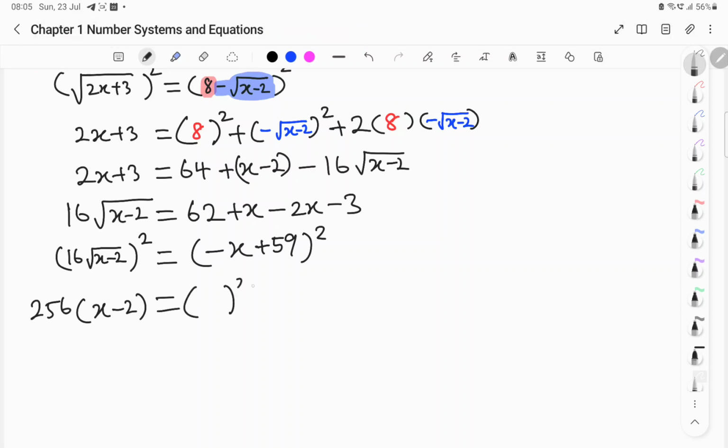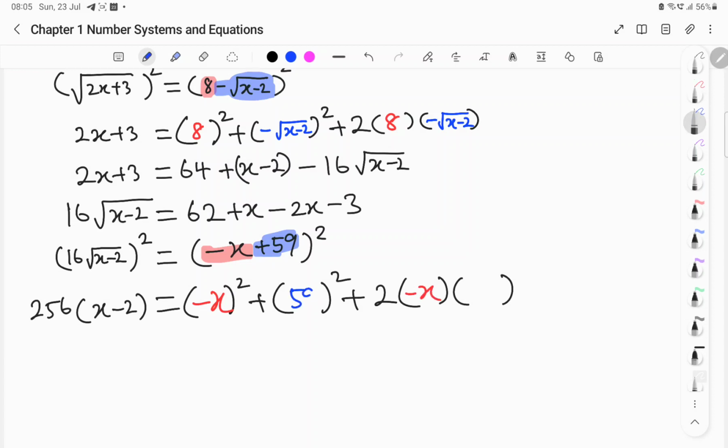We can use my technique just now. Front squared plus back squared plus 2 front and back. Okay, now what is the front? The front is minus x. The back is positive 59. Oh, the number is getting bigger. Okay, front and back. Back is 59, 59, like that.